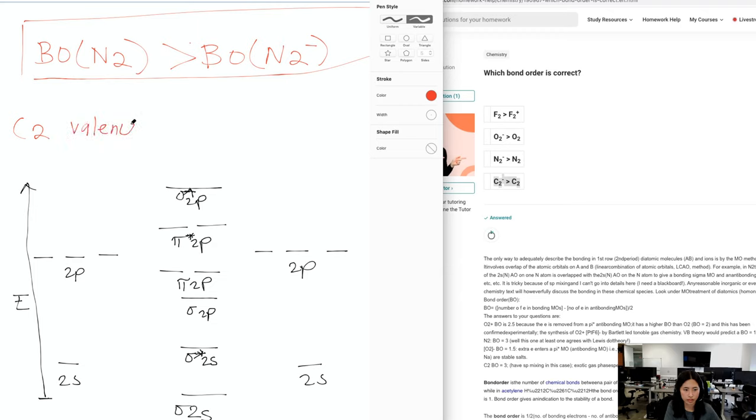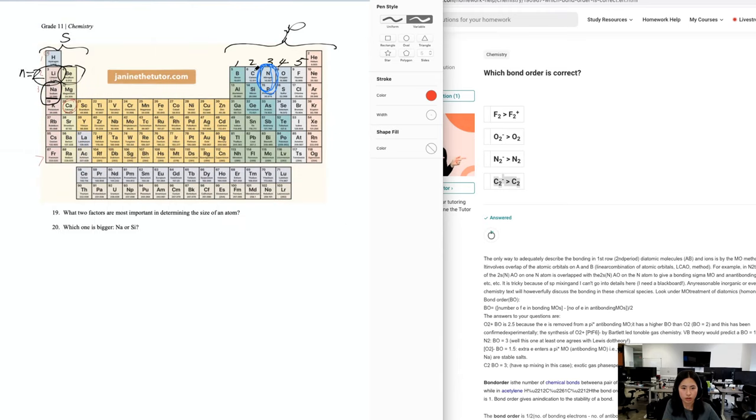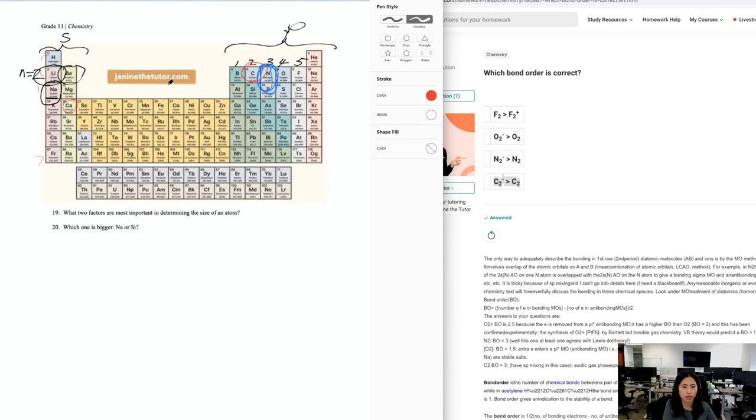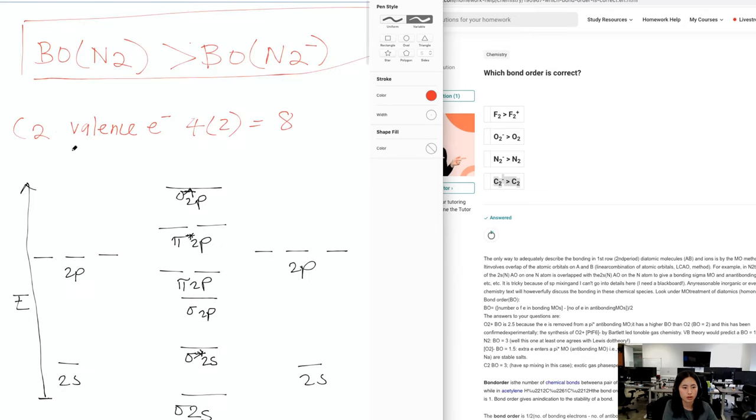So valence electrons is going to be 4 times 2, which is 8. And how do I know it's 8? Well, carbon is found in group 4, right? So carbon is right beside, on the left of nitrogen, as you can see. And going back to this periodic table, we know that carbon is actually 2s2, 2p2. So 2s2, let's just fill that, and then you have 2p2.